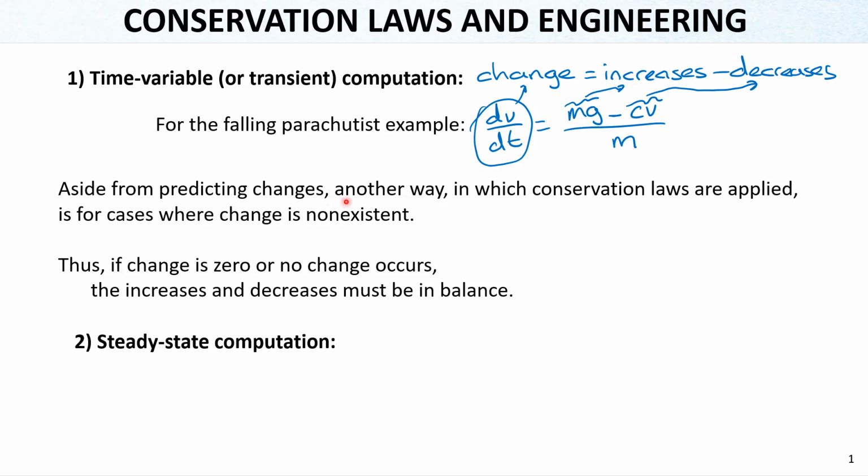Another way, if we don't have changes or the change is non-existent, then we will have zero change or no change, and that means the increases and the decreases must be in balance, so they are equal to each other, and this case is called steady state. And here we can say that change is zero. That means increases minus decreases is zero, or we can say increases equals decreases.